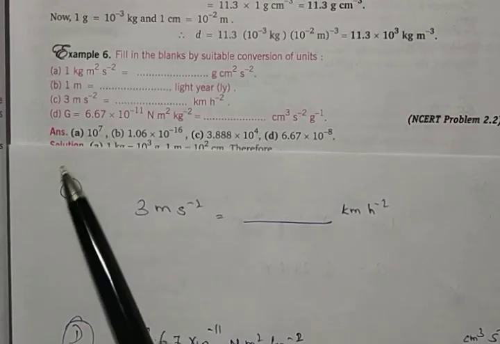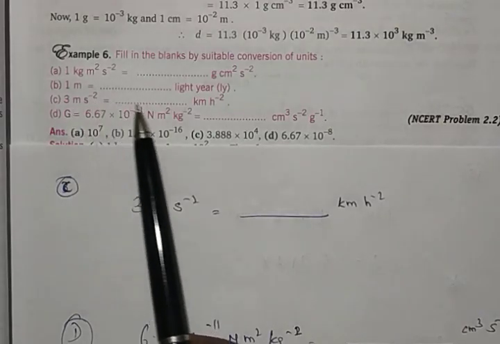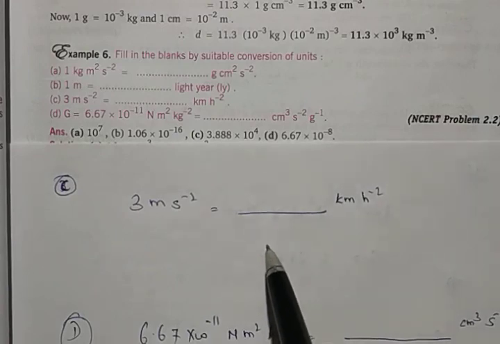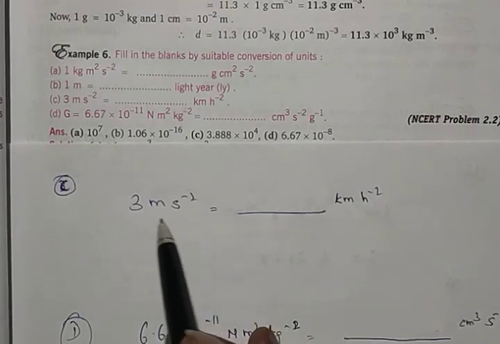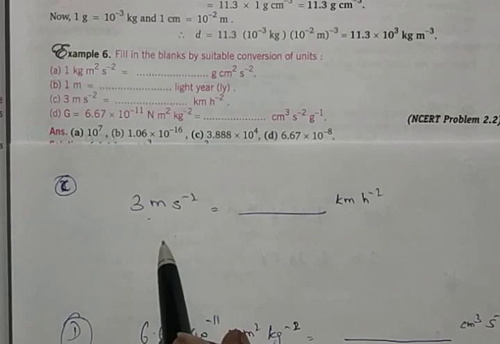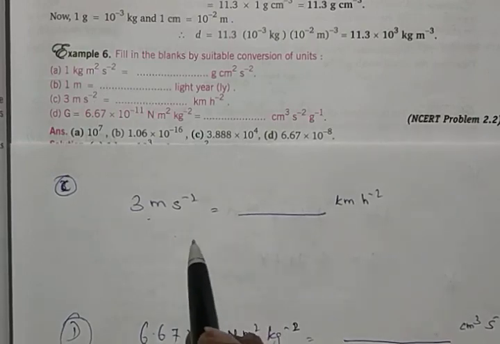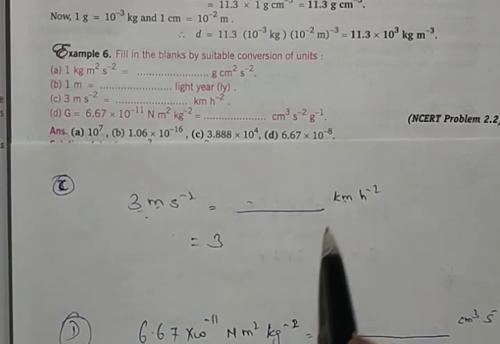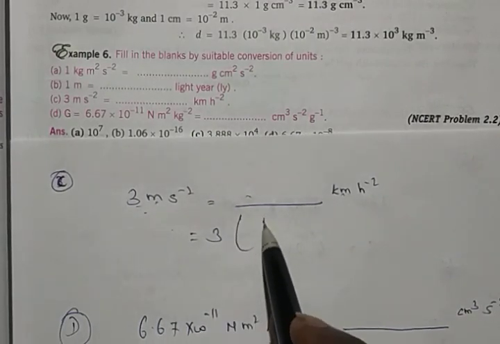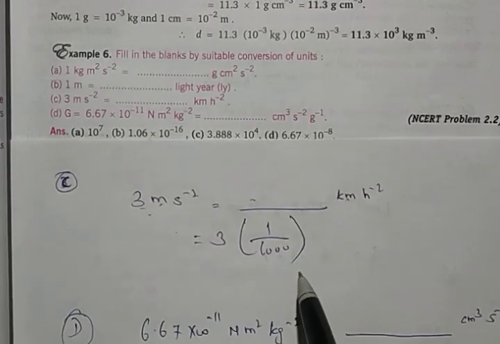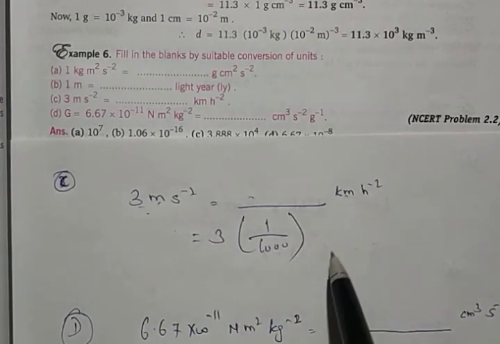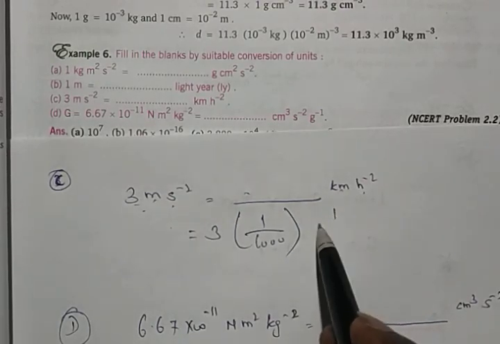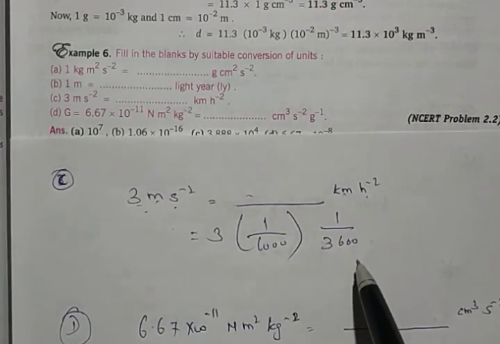The next part is 3 meter per second square in terms of kilometer per hour square. So when you convert this one, 3 meter per second square, this is equal to 3. Meter in terms of kilometer, we know this one, 1 meter is equal to 1 upon 1000 kilometers. 1 second in terms of hour, it is 1 upon 3600.